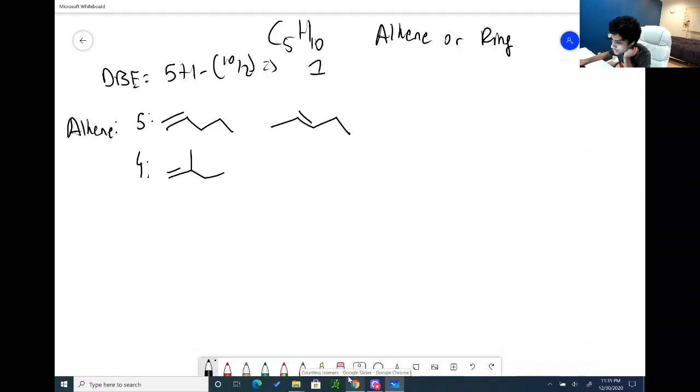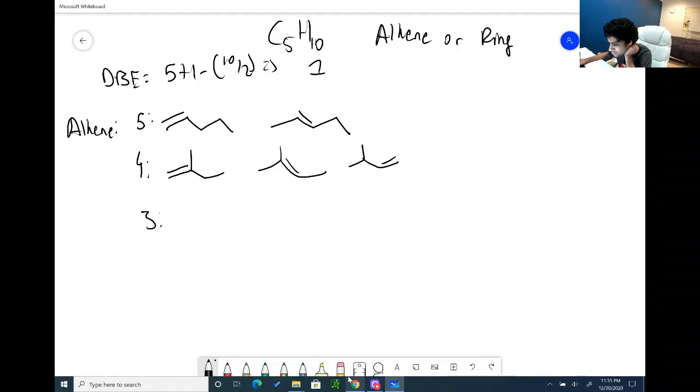Place a double bond here. If you place a double bond here, it's the same thing as this molecule. Over here, it's the same thing as this molecule, because these two methyl groups are equivalent, so you can place them over here and then here also. So those are your 3 options.